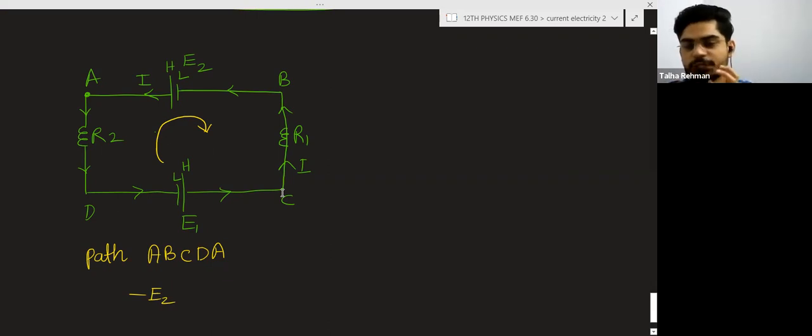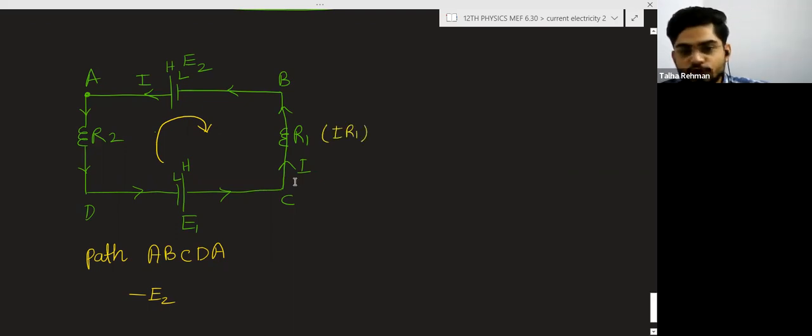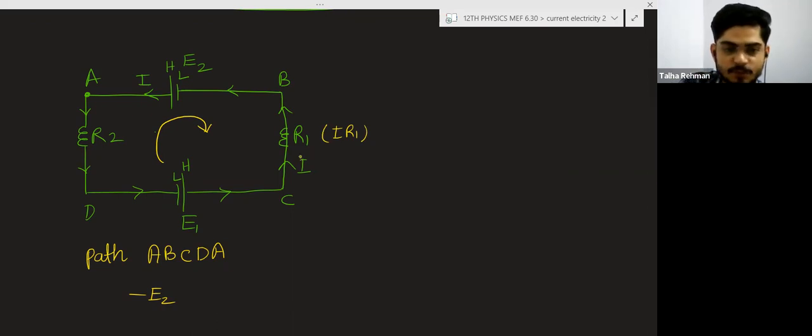So from B to C, you have to remember that you are moving in the opposite direction of current, and here the potential difference is IR1. You have to choose the direction of this IR1, whether it can be positive or negative. There are two possible ways. Moving in the opposite direction of current means the potential is increasing. So you will take this IR1 as positive.